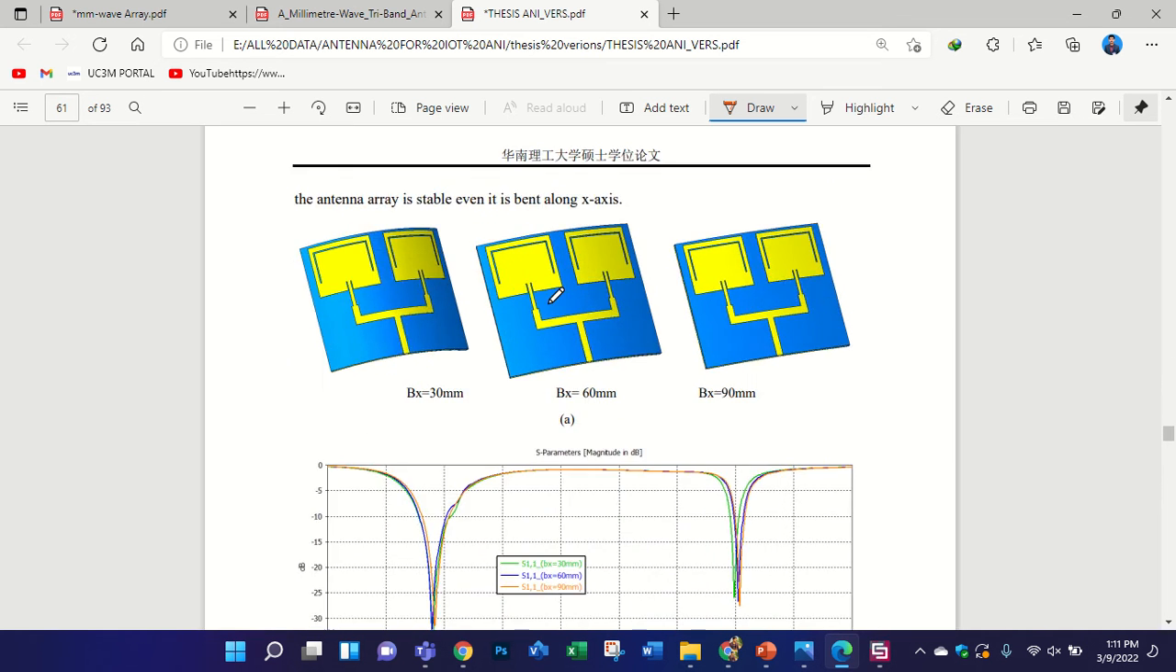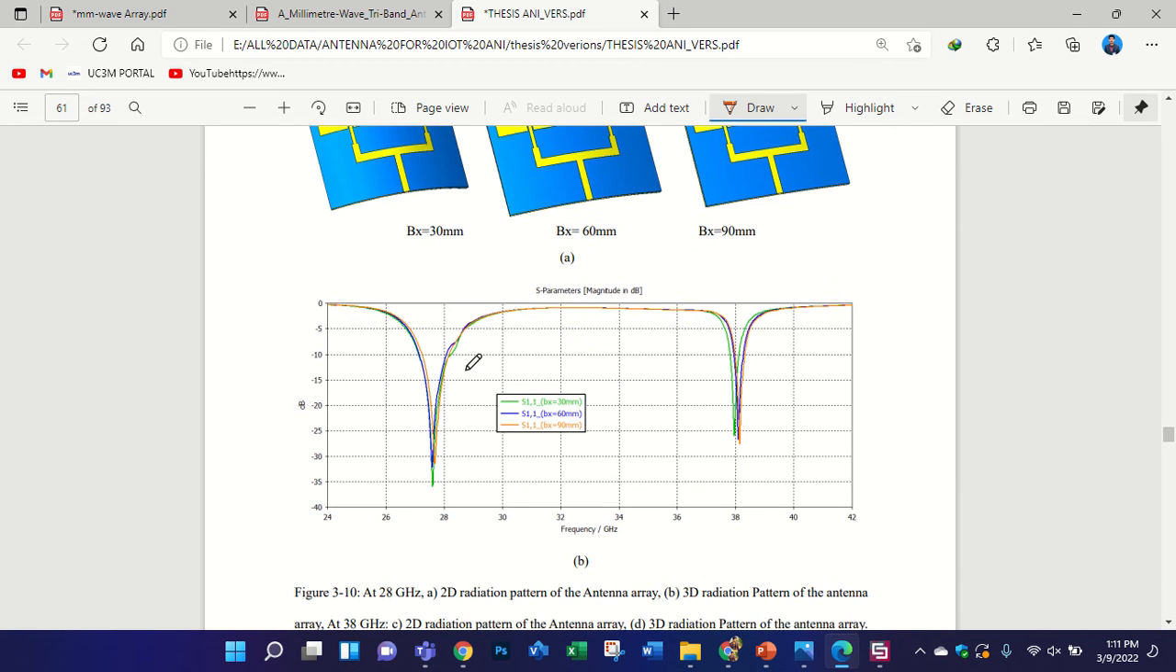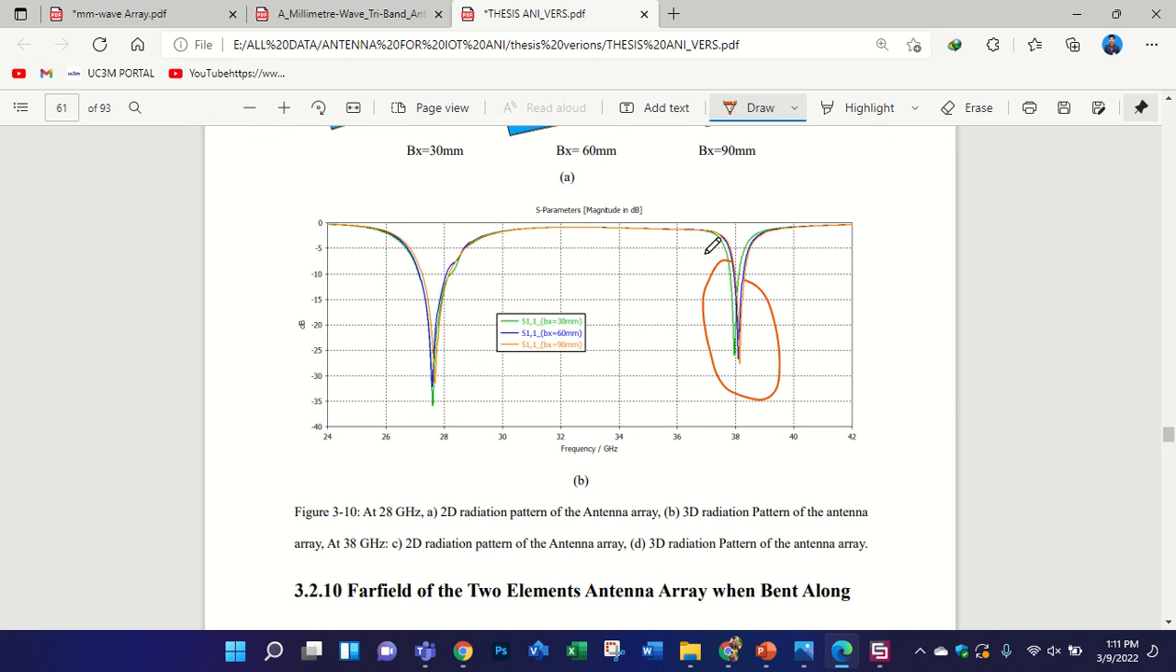Then I took the bending analysis along the x-axis into consideration. There is no change in the higher band, but a little shift in the lower frequency band. But it is still less than minus 10 dB at this point.